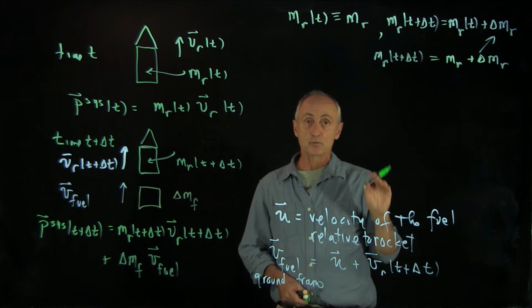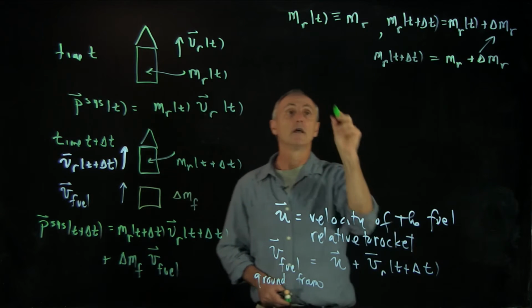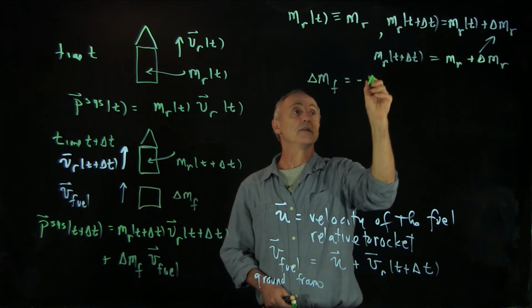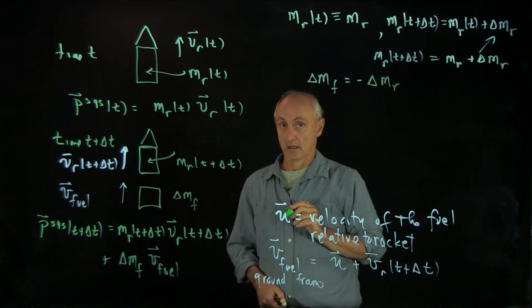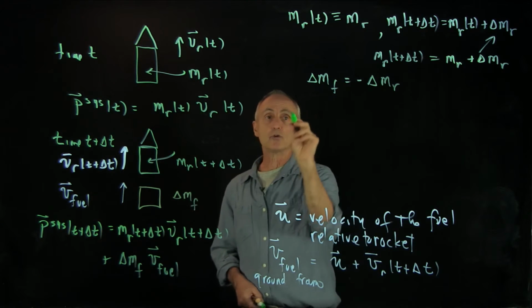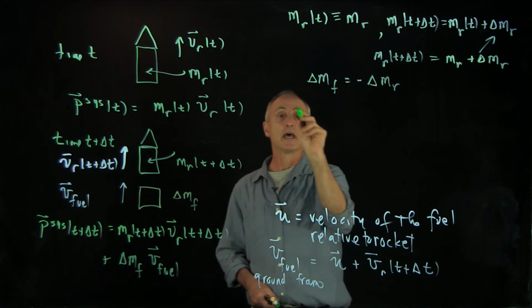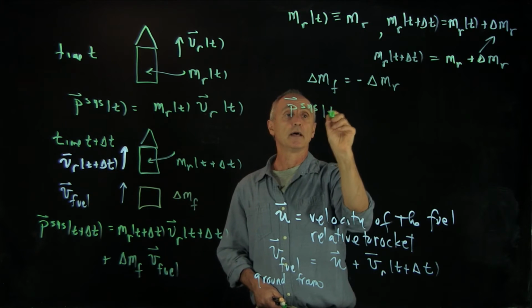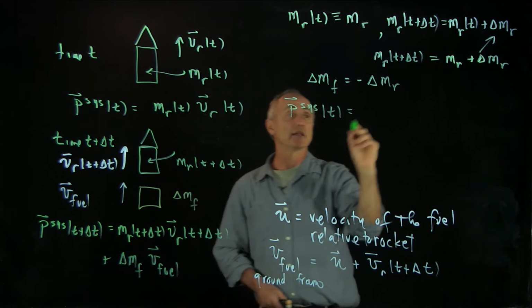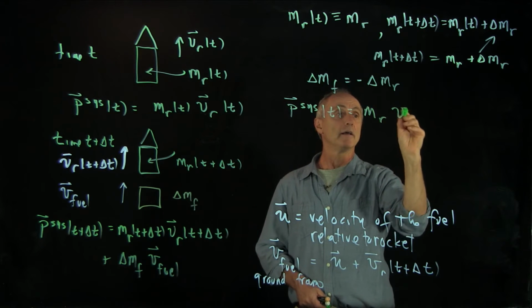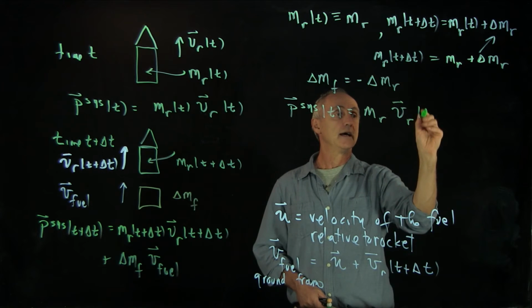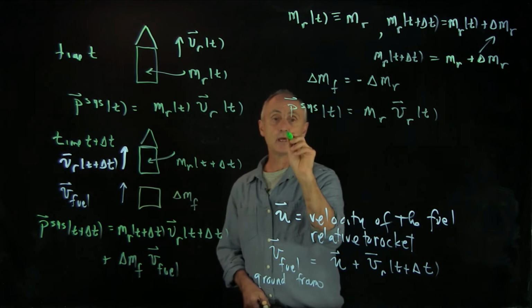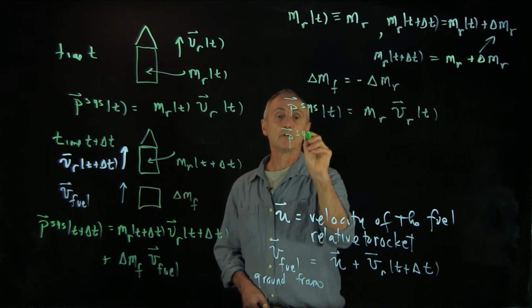Now, the next thing was, recall from our mass conservation that we had the condition that delta m fuel was equal to minus delta m rocket. So now we'll take those two simplifications, and now we'll write down our system momentum at time t. That's very simple: m_r v_r at time t. And we'll now write the momentum at time t plus delta t.